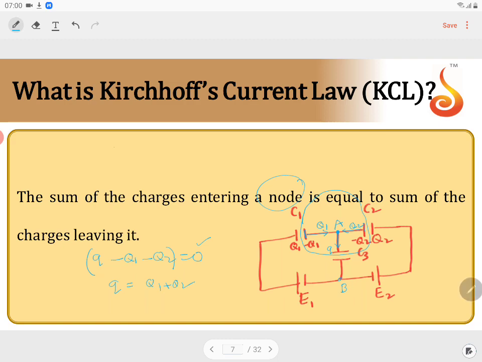So the sum of approaching currents is equal to the sum of leaving currents. You get the same thing. This law is a consequence of the law of conservation of charge. This happens at any junction: whatever charge comes to the junction, the same charge will be taken away. It means charge will not get accumulated at any point in the circuit.